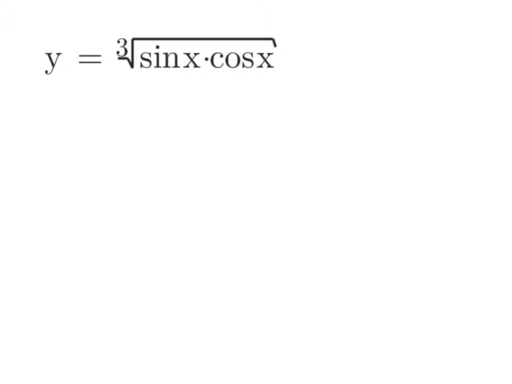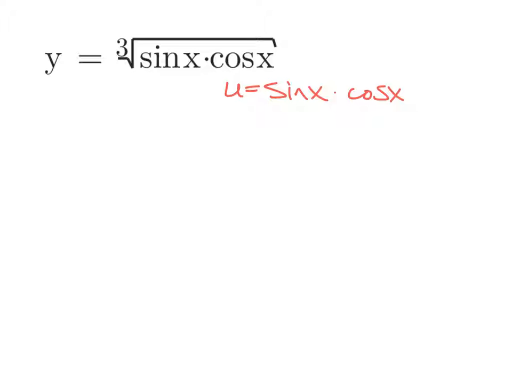Here we will differentiate y equals the cubed root of sine x cosine x using U-substitution. So the first step is to identify what u is going to be, and that's going to be the interior function. That's sine of x times the cosine of x.